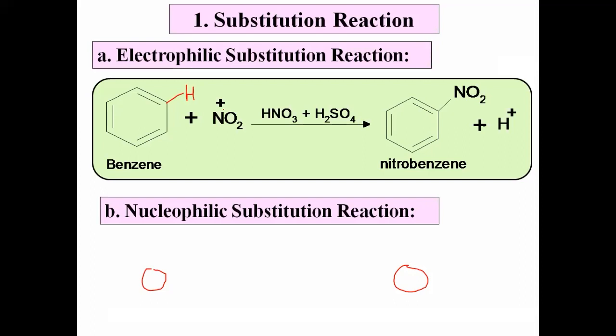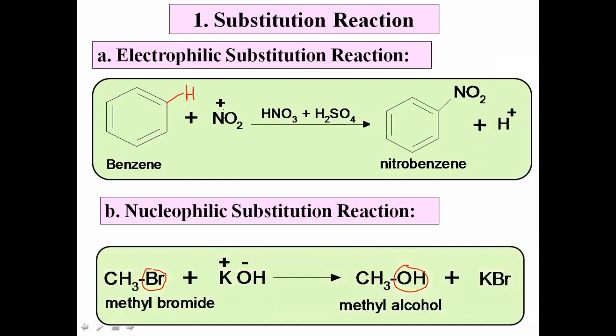There is attack of the electrophile, the nitronium ion, on the benzene, and we know that all aromatic compounds easily undergo electrophilic substitution reaction. Why? Because there is an electron cloud over and below the plane of the ring. There is more electron density on the aromatic ring. Hence, an electrophile can easily attack benzene as well as all aromatic compounds, and they undergo electrophilic substitution. Okay, this is the first type. Let us see the second one.